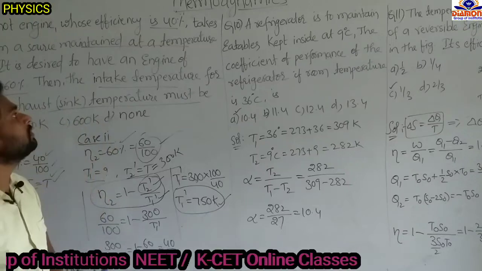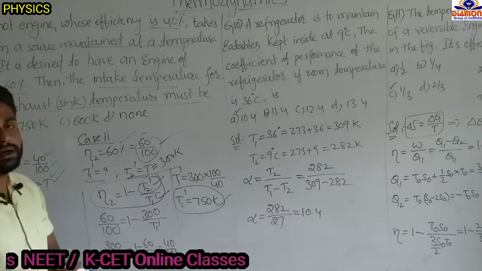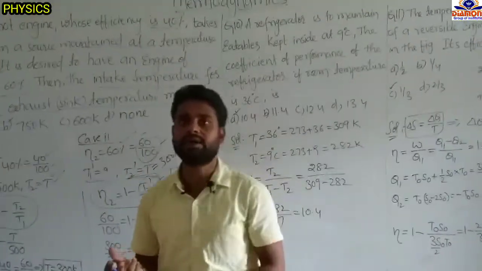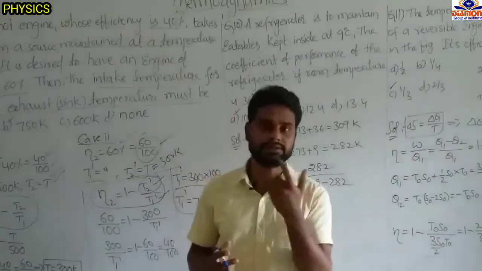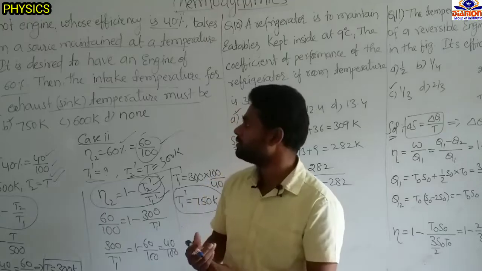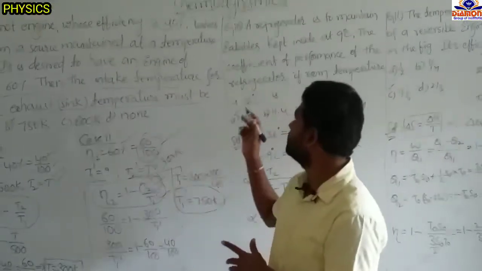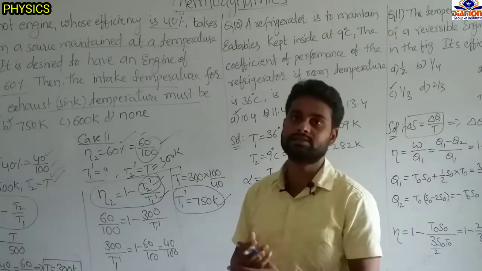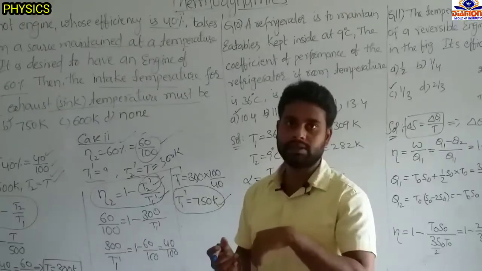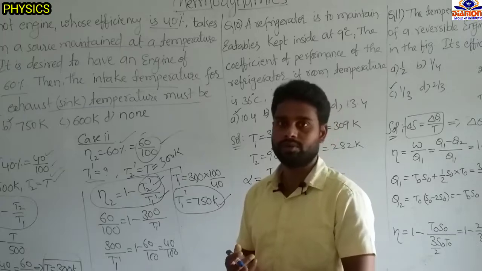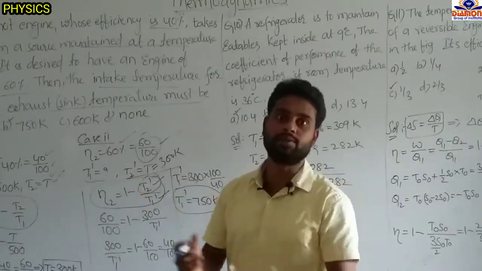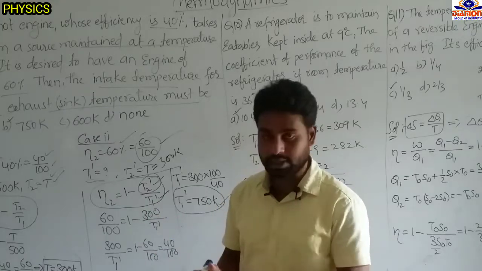The difference between the refrigerator and the Carnot engine is that the intake temperature is more for the Carnot engine and the reject temperature is less. In the refrigerator, intake is less and reject is more. That's why if you open the refrigerator door, it will take less and reject more, so the room will become hot, not cool.